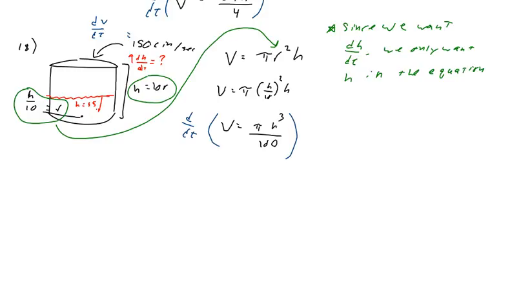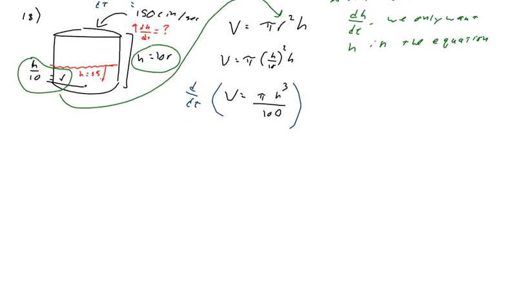Does that make sense? Right, we want dh dt, so we only want h in our formula. And that's how we determine how to manipulate this formula around when we have one variable in terms of another. So you get your equation, get your derivative, plug in those other things, and solve for the missing piece, which I'm going to let you do on your own.